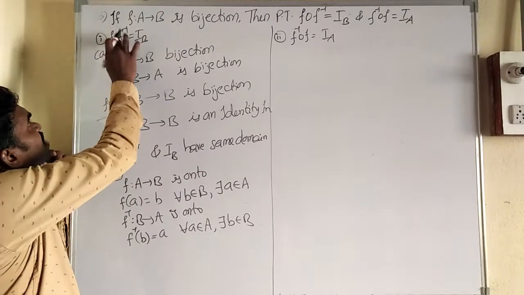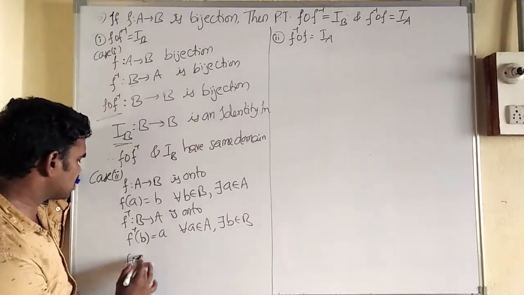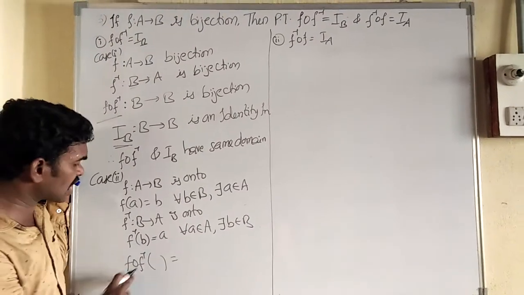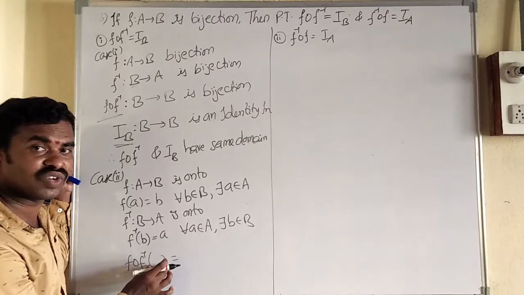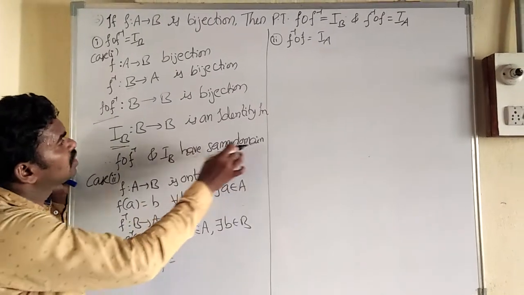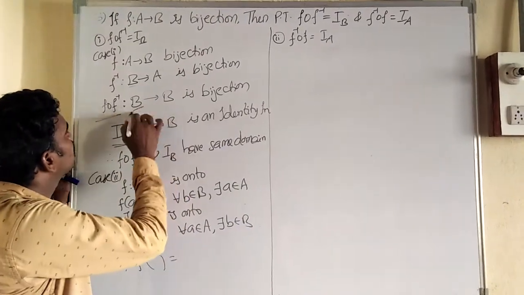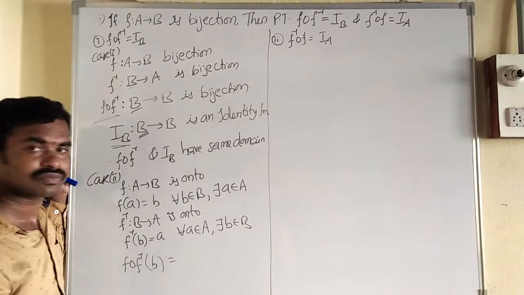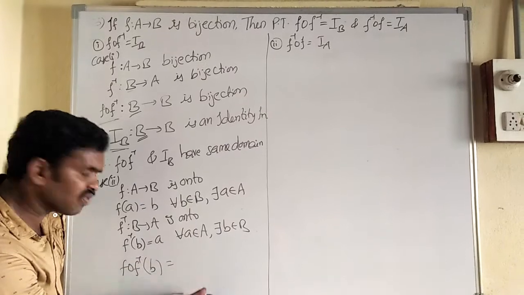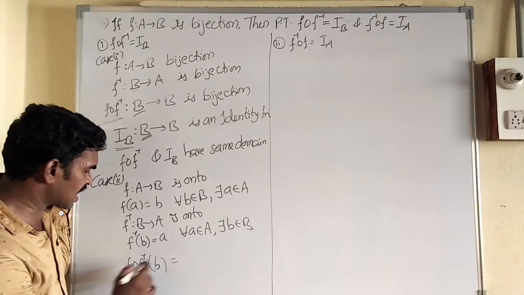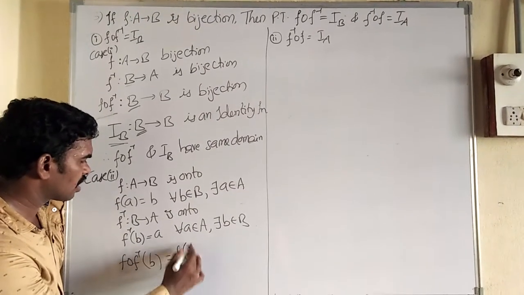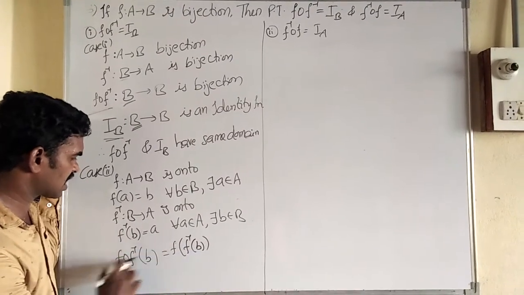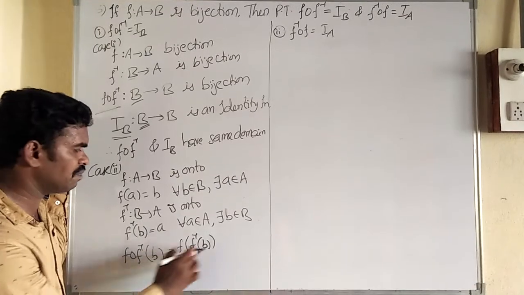What is the left hand side? F circle F inverse. So F circle F inverse of what do I have to take? What is the common domain? Both having B. So the element in set B is small b. Now we have to simplify this. Removing circle, we get bracket and the remaining as it is: F of bracket F inverse of b.